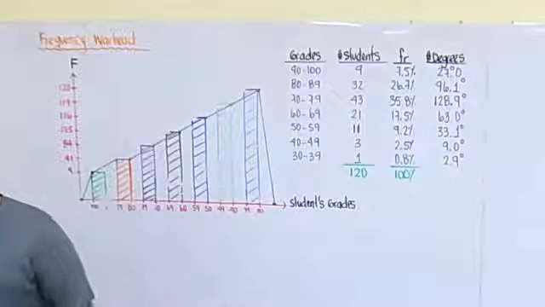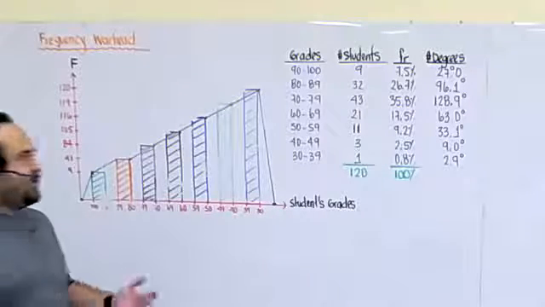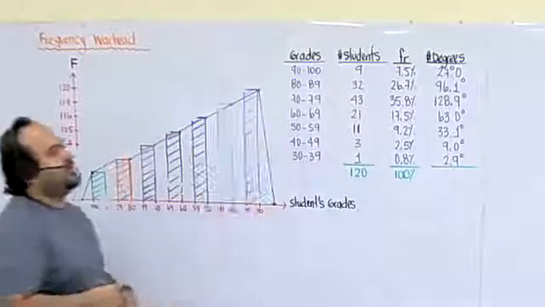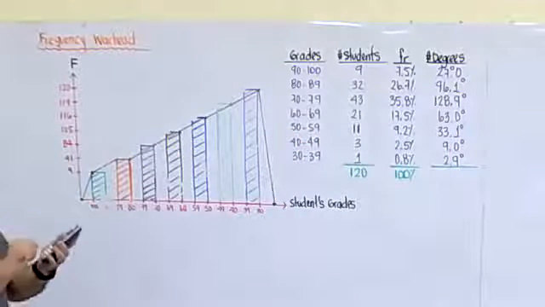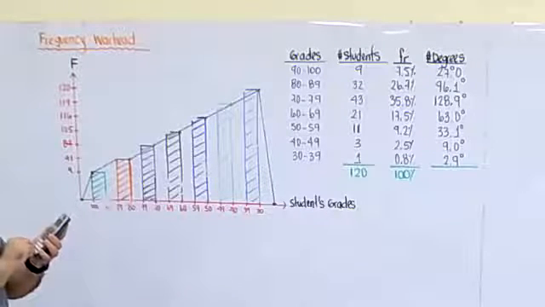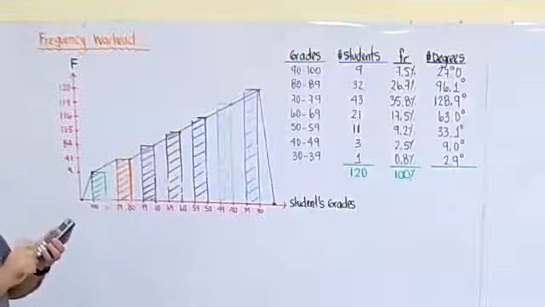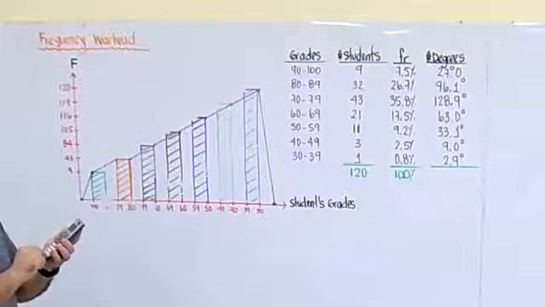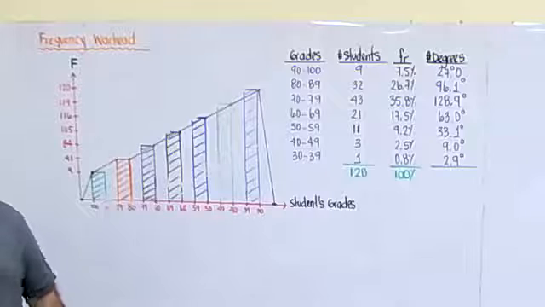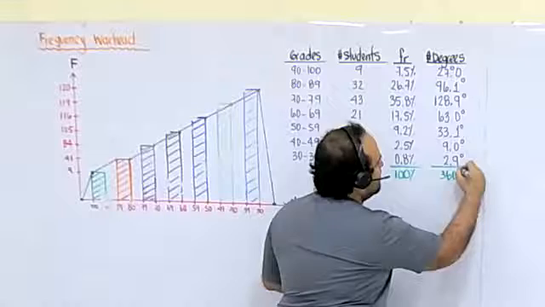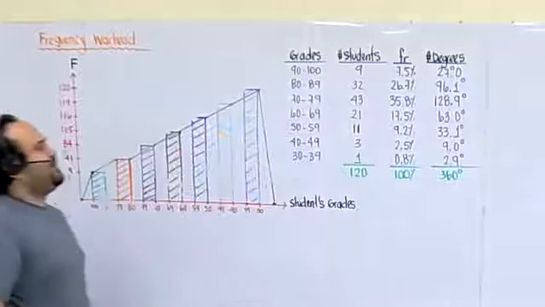The only thing that we have to do in this situation, if you really want to check the answer, is add all of them, and the answer is supposed to give us 360 degrees. So we got 27 plus 96.1 plus 128.9 plus 63 plus 33.1 plus 9 plus 2.9. So the answer will be 360 degrees. All right.